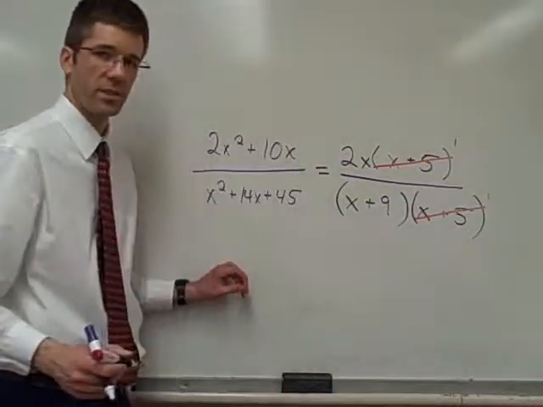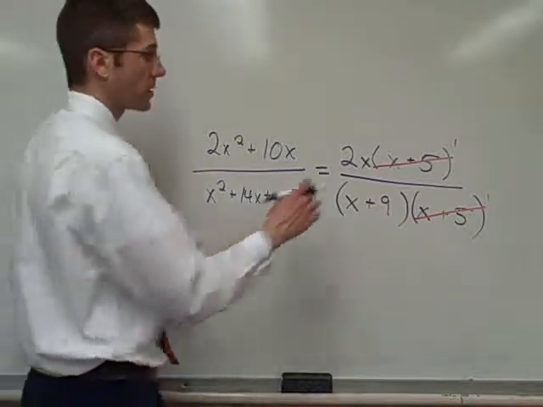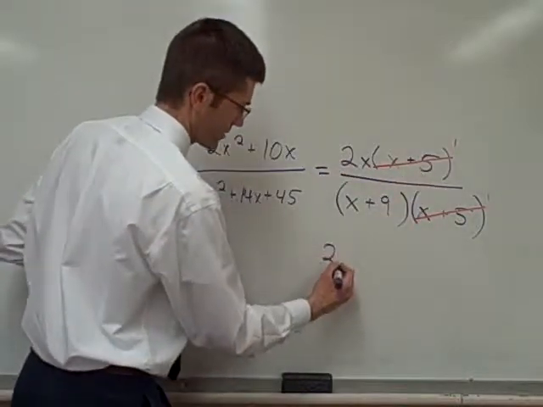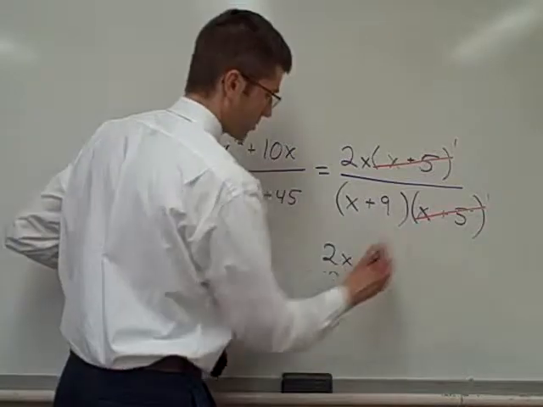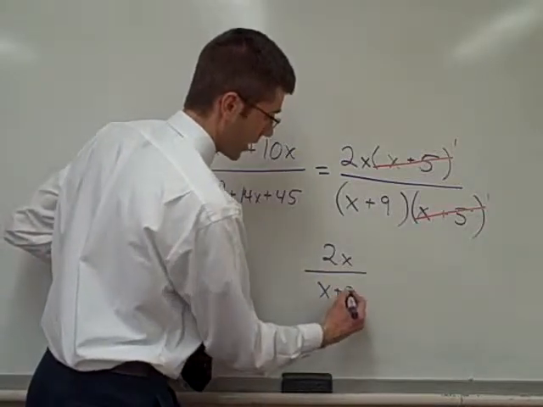That's the way my algebra teacher used to show me. That really means this is 2x times 1. Well, that's just 2x. And then x plus 9 times 1, well, that's just x plus 9. And here's the final answer.